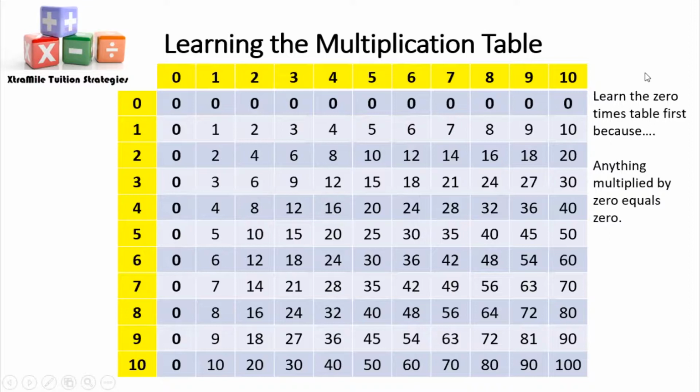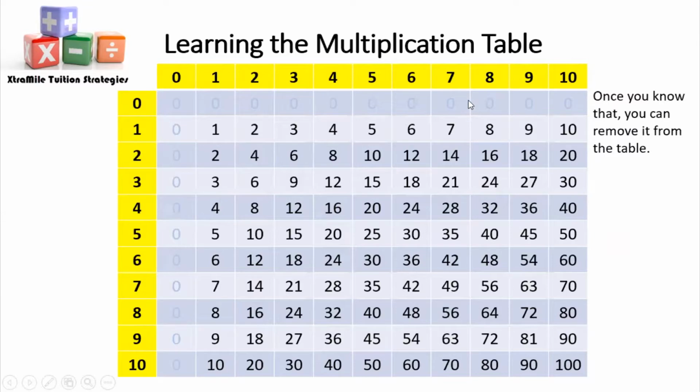You can learn the 0 times table first because any number multiplied by 0 equals 0. 0 times 0, 0. 0 times 1, 0. 0 times 2, 0. 0 times 3, 0. You get the idea? Anything multiplied by 0 equals 0. So once you know that and accept that as a rule, you can remove it from the table.